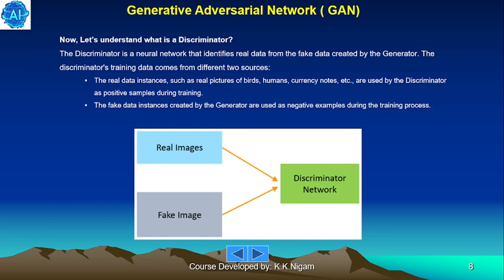Now let's understand what is a discriminator. The discriminator is a neural network that identifies real data from the fake data created by the generator. The discriminator's training data comes from two different sources. The real data instances, such as real pictures of birds, humans, currency notes, etc., are used by the discriminator as positive samples during training. The fake data instances created by the generator are used as negative examples during the training process.